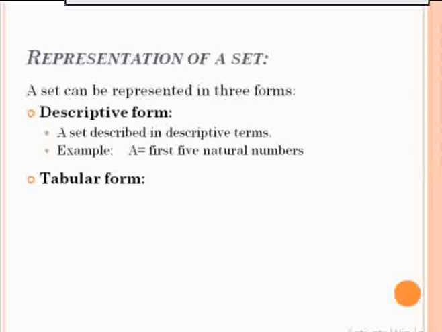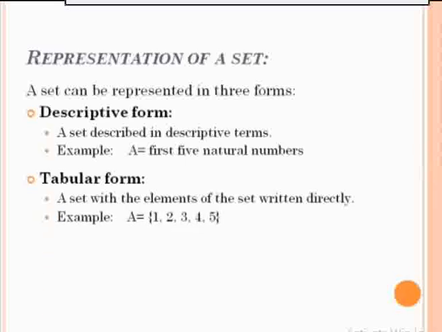Second form is tabular form. In tabular form, a set will be written with the elements of the set directly. For example, set A will be 1, 2, 3, 4, 5 within curly brackets. Okay. The above example we have discussed in tabular form. In tabular form, proper elements of the set will be written.